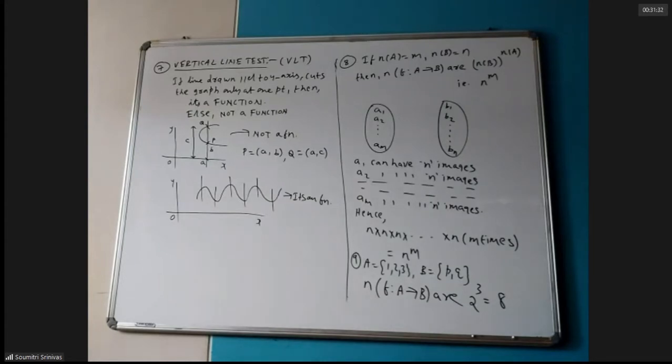Sir, what is written in the fourth line of the vertical line test? Else not a function. That means if it cuts at more than one point, it is not a function.